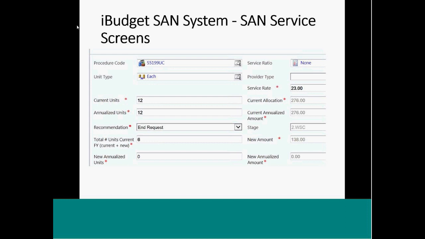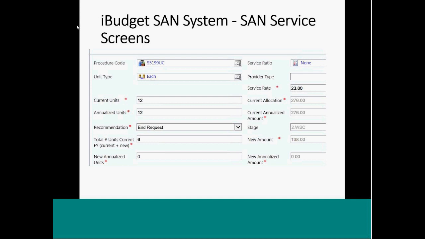Okay. So what this is, if you need to end a service, maybe the consumer is currently receiving personal support but is requesting residential habilitation. Then your top two boxes are still going to be what's on the current cost plan. So let's say they have 12 units of whatever service for the current cost plan year, but they're going to be changing, and so they really only need 6 for this current fiscal year.